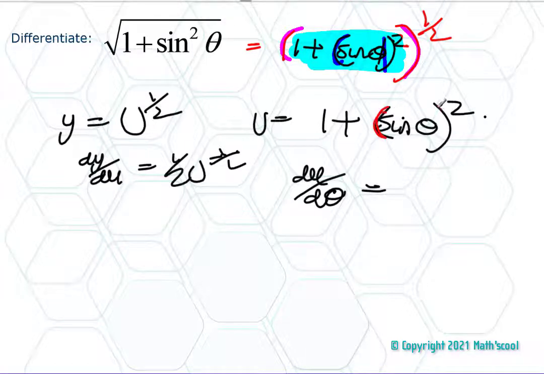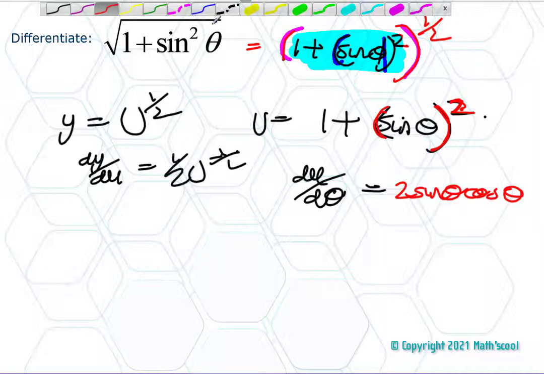Brackets are here. What do you see outside of brackets? You see a power 2. So bring the power down, knock one off the power, multiply by the differential of the brackets. So that's going to be 2 times sine theta times the differential of sine theta, which is cos theta. 2 sine theta cos theta.